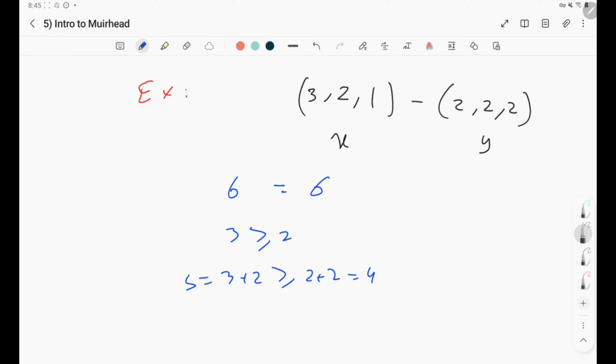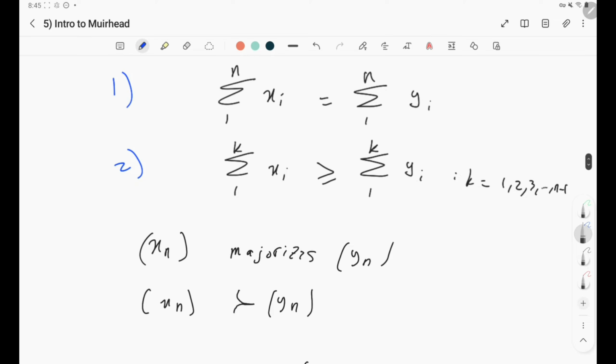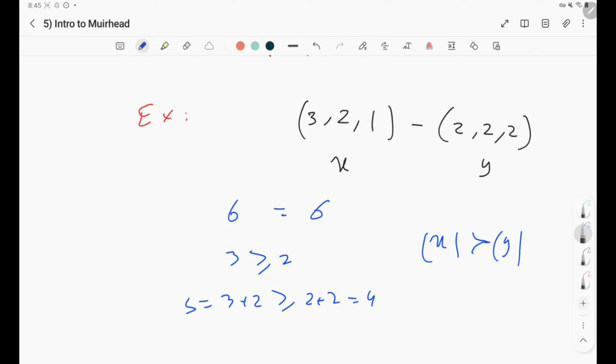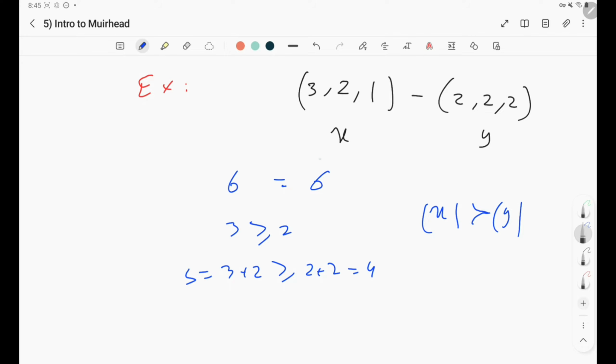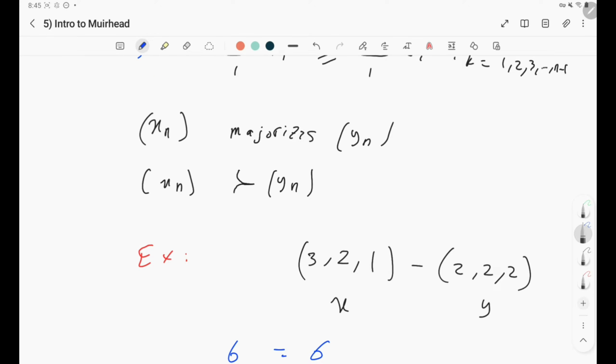So that means that x majorizes y. So the sequence, as we said, x majorizes y. Here you go. So this is one example. Of course, you need to have these two conditions. By the way, sometimes you might have x majorizes y, or y majorizes x, or sometimes none majorizes the other.